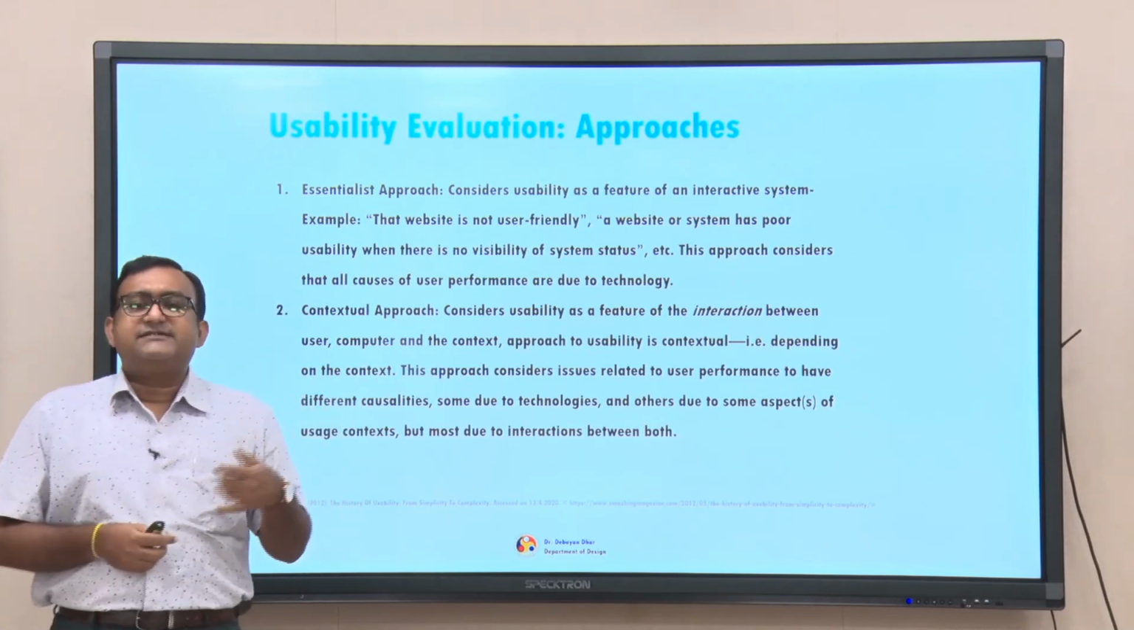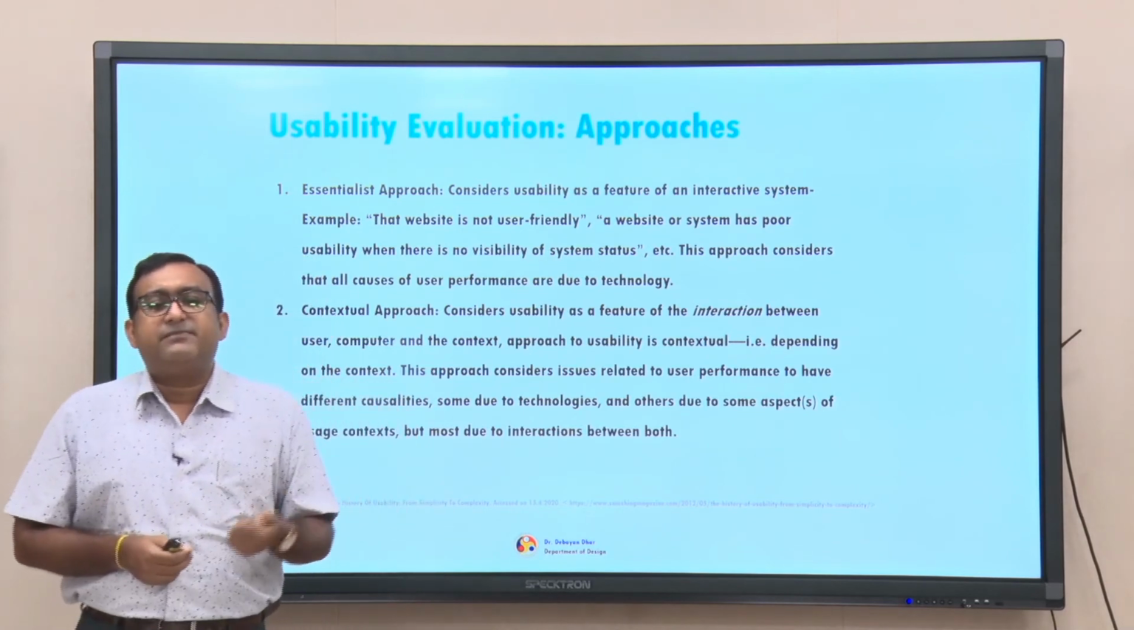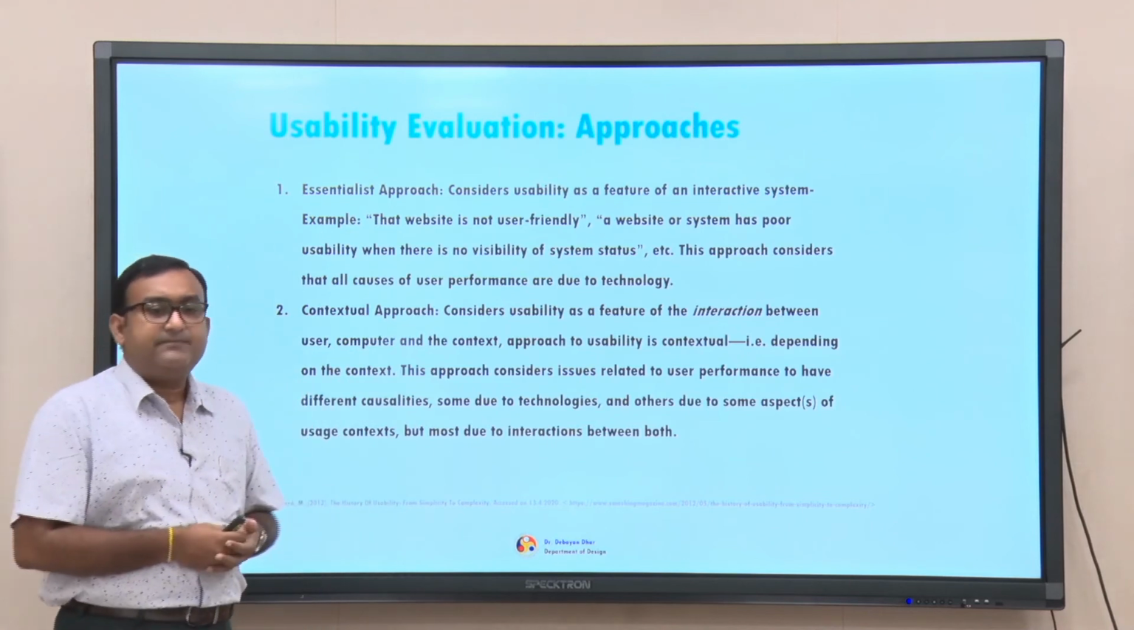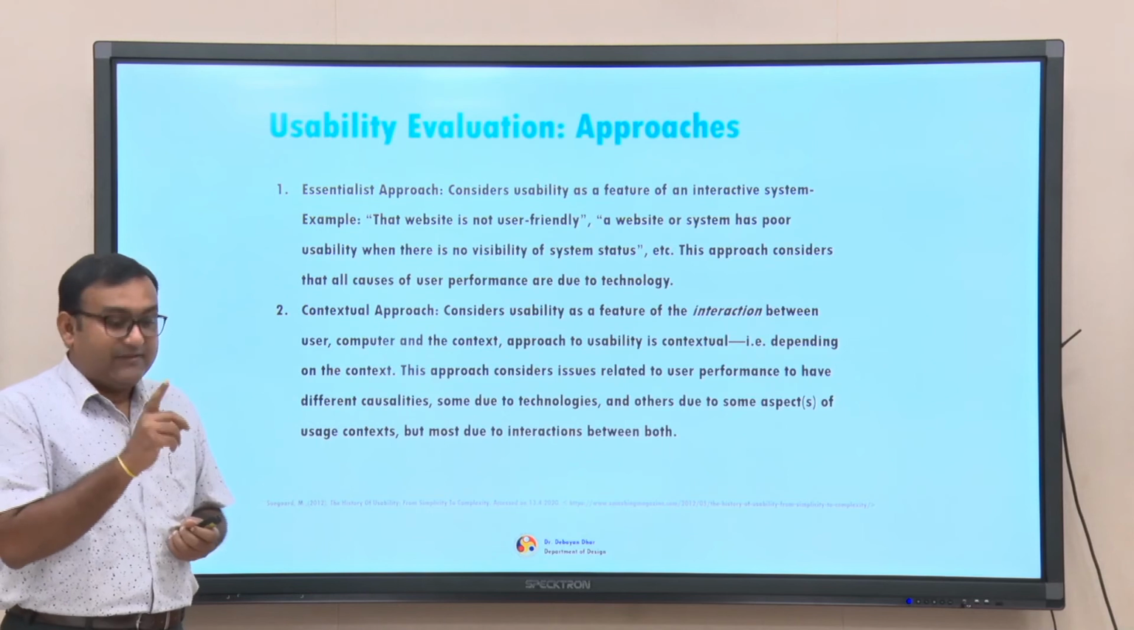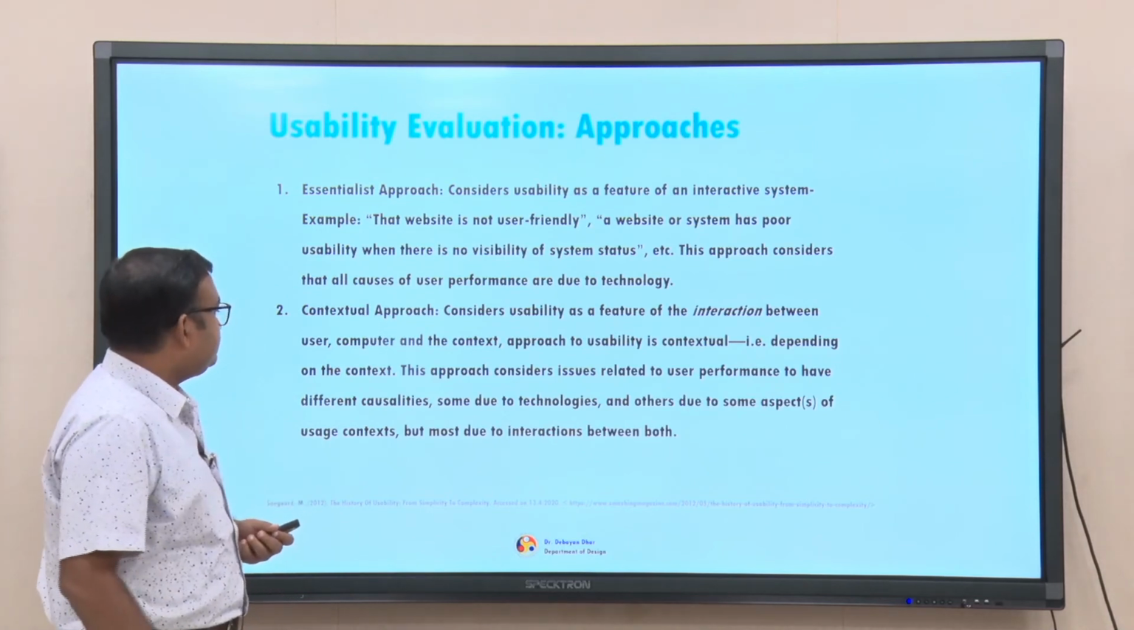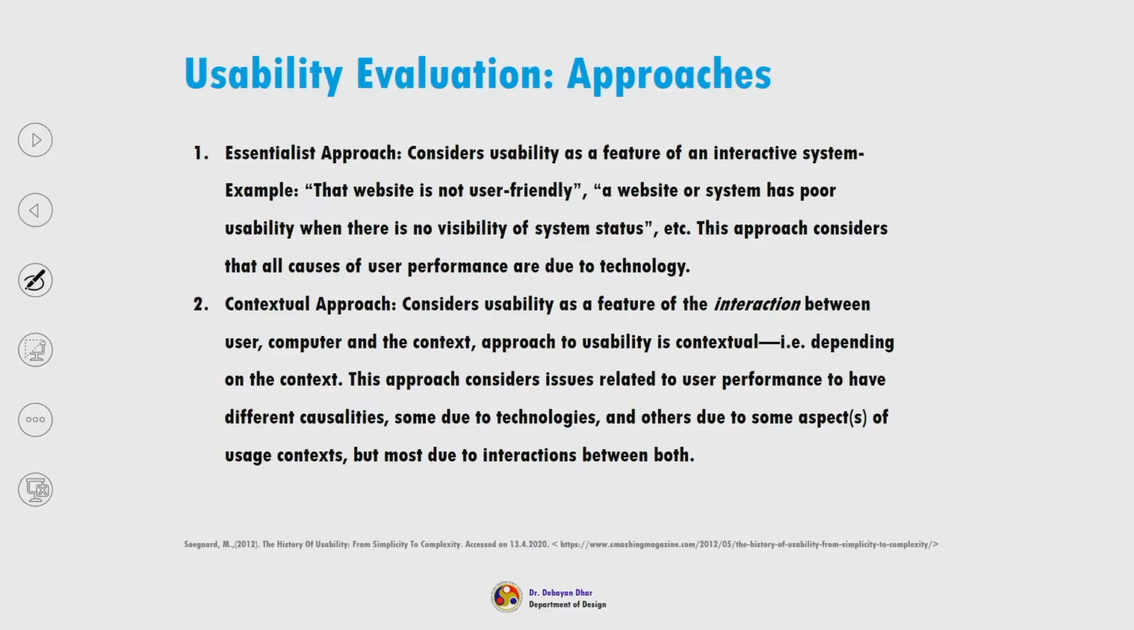The second approach, which is the contextual approach, considers usability as a feature of interaction between user, computer, and the context. It is very important here to understand that for the first time the concept of context is introduced, right? Therefore, this approach became the contextual approach. The reason being, the focus of the user and the computer that is being used is on the context. The designers, the usability practitioners focused on the context.